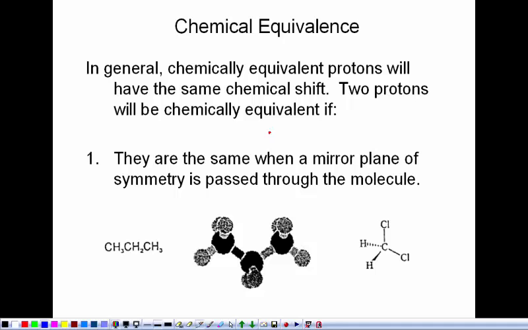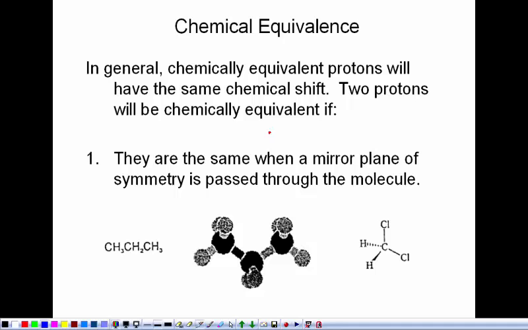But now what we need to do is, from a structure, predict how many peaks I would see in my NMR spectrum. And we have a term for this, called chemical equivalence. Hydrogens that are chemically equivalent have the same chemical shift, meaning that they will show up as a single peak in our NMR spectrum. That's what being chemically equivalent means.